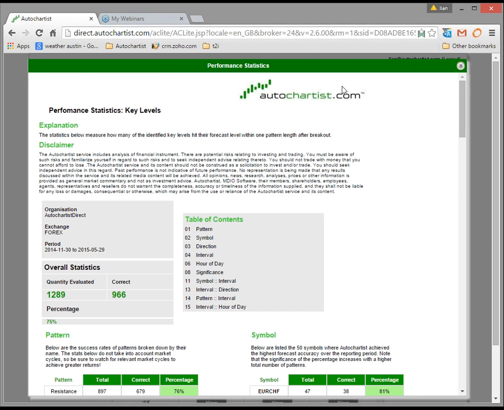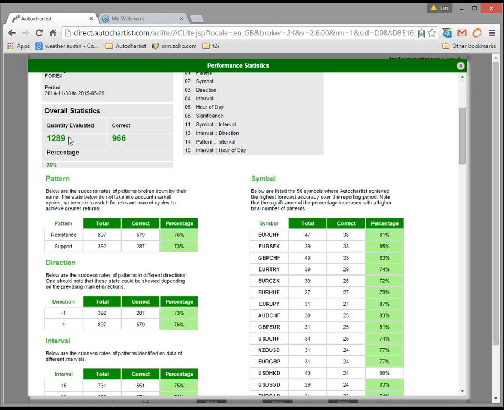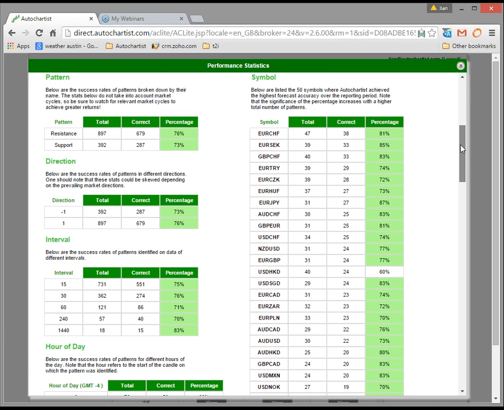If I'm looking at the breakout key levels, which is more for trend following, for the trend followers amongst you, in the last 6 months, out of 1,200 or so, just under 1,300 identified breakouts, about 960 of them went to their target level. Again, here the stats don't look as good, still 75%, which is phenomenal. I'm sure you'll agree with me. And then we rank them.